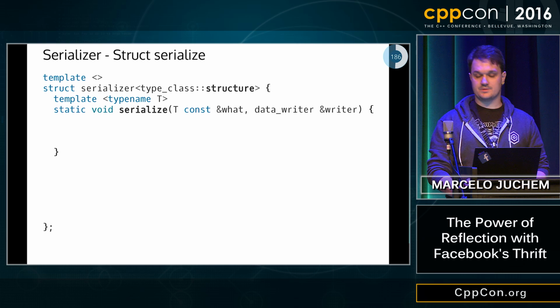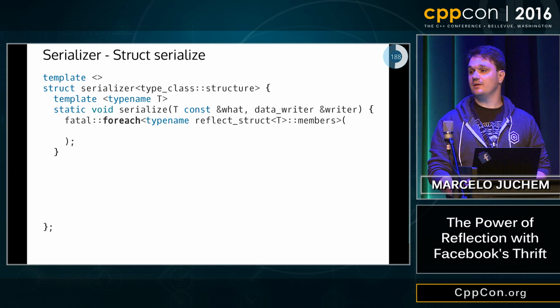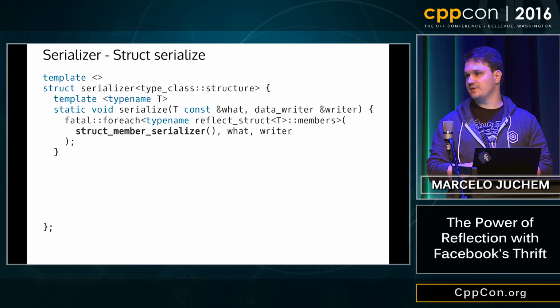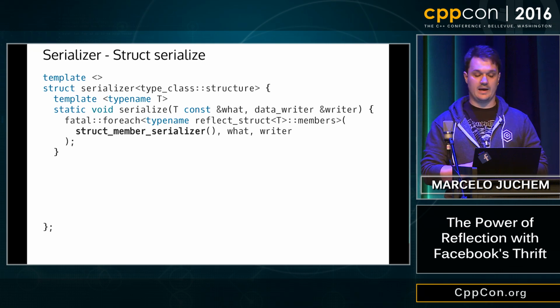So the next thing is structures. How do we serialize the structures? We know we have the information for the members, so we can simply call for each on that thing, and pass a visitor that will serialize that for you. The members of a specific struct don't really change, so we can rely on that.